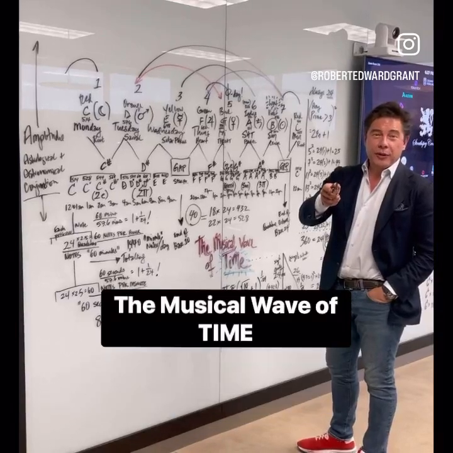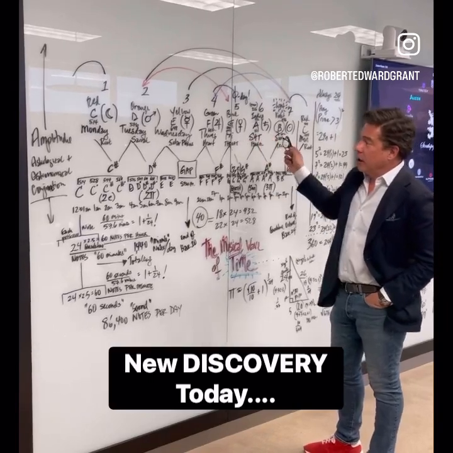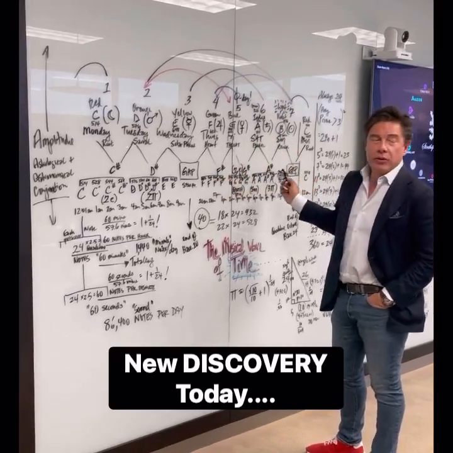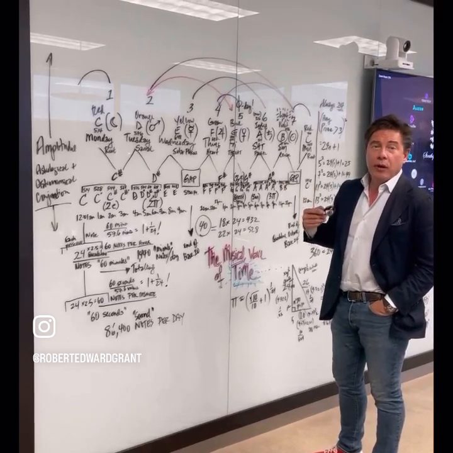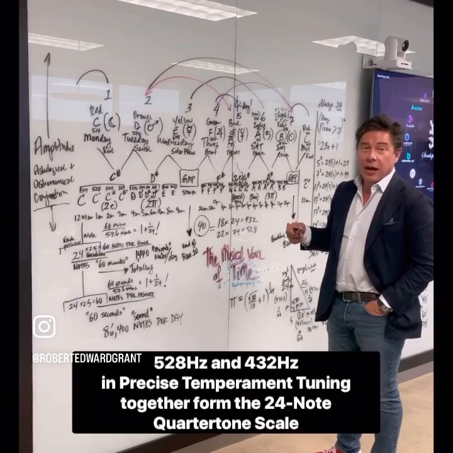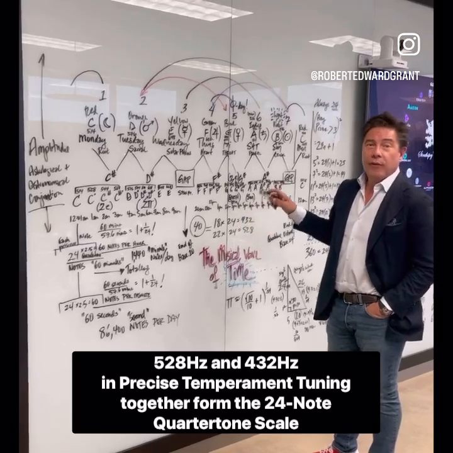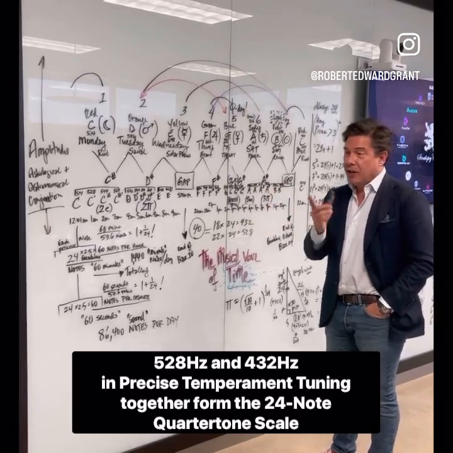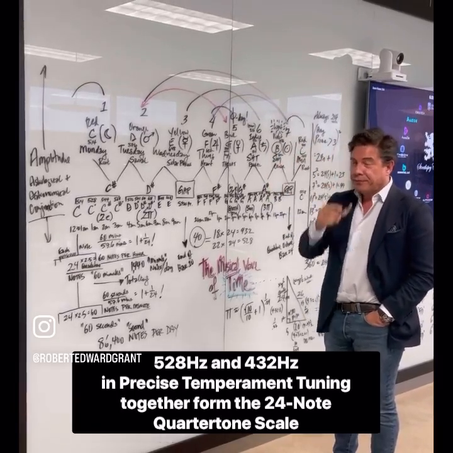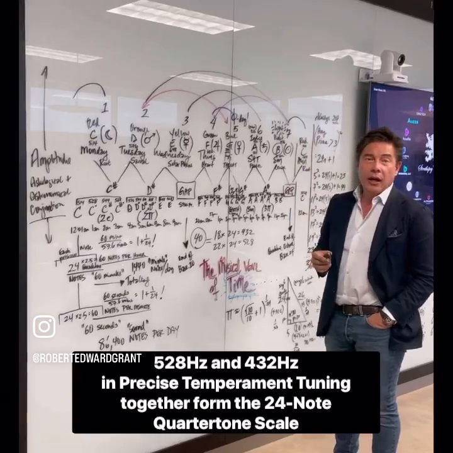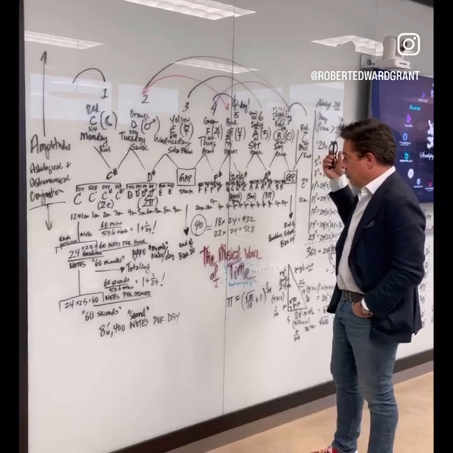I want to bring you into a new discovery that we made today. You might remember last week I proposed that maybe the musical scale should actually have 24 notes in it. I was calling it the 24-note quarter tone chromatic scale because I'd found that 528 hertz in precise temperament tuning and 432 hertz in precise temperament tuning made this interweaving, almost like two snakes weaving into each other like the staff of Hermes, which is kind of interesting because I hadn't even thought that the two would be related like that.